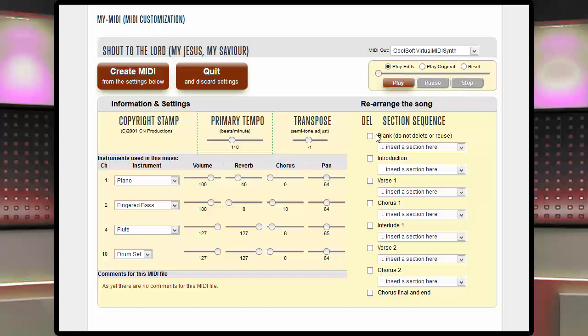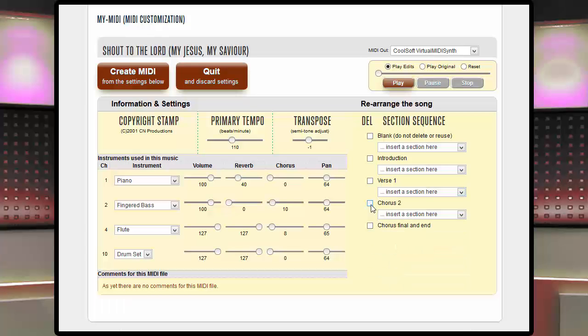The sections of the song are listed beside the checkboxes. To remove a section, we would simply click on the appropriate checkbox. Between each section is a pull-down list containing the sections of the song. To add an extra section, we simply select the section we want to add in the position that we want to add it. For the sake of a simple example, I will reduce the song to one verse and one chorus. To do that, we will remove all the sections between the first verse and final chorus.